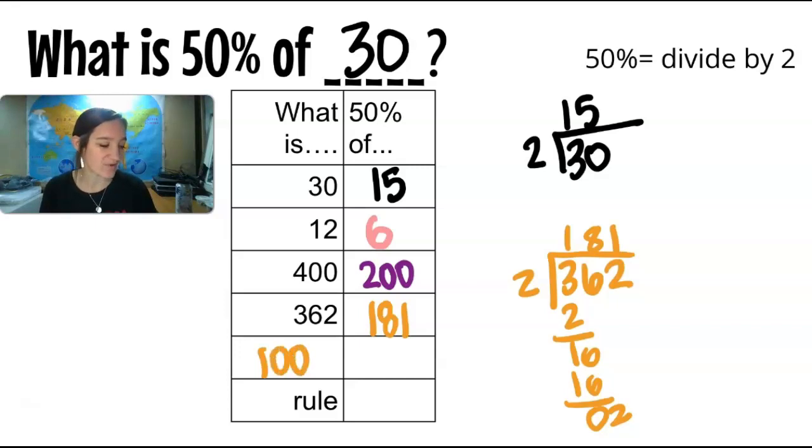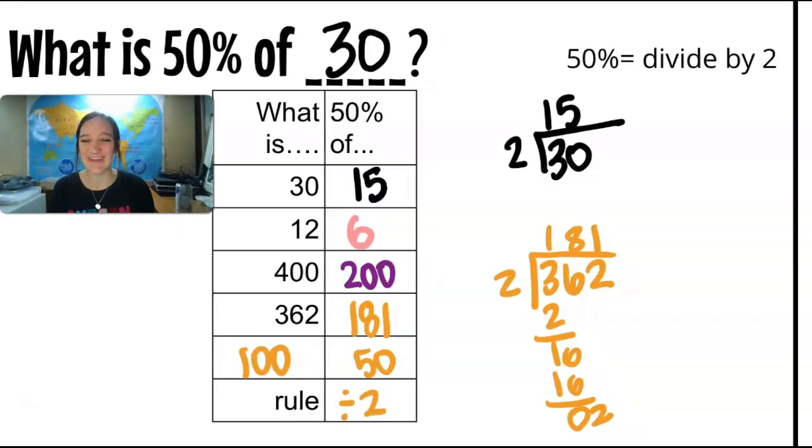Right here, I want you to choose your own number, maybe like your favorite number, or maybe an easy number like 100. What is half? What is 50% of 100? It is 50. And then down here, I want you to rewrite what is the rule? How do we find 50% of any number? Well, we just divide it by 2.